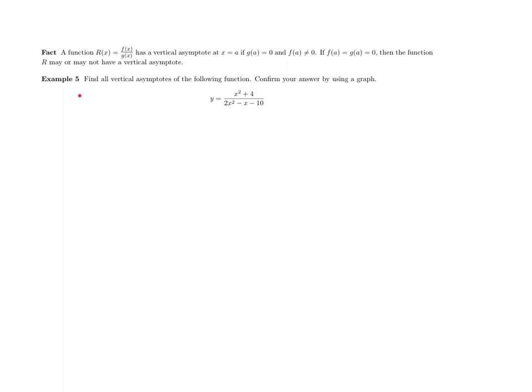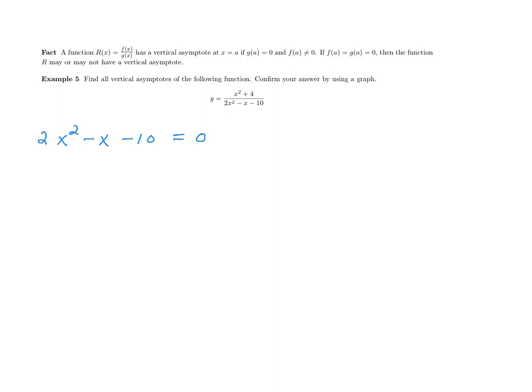Let's try this in example 5. I want to find all of the vertical asymptotes of this function, and the way we'll do it is not by using limits. What we're going to do is figure out whether there are numbers that make the denominator 0 and the numerator not 0. We can copy down the denominator, which is 2x squared minus x minus 10, and set this equal to 0. Every number that makes this equation true could potentially be a vertical asymptote.